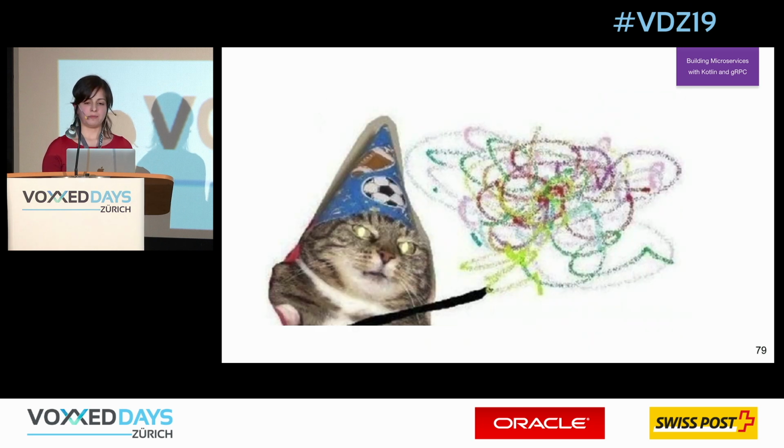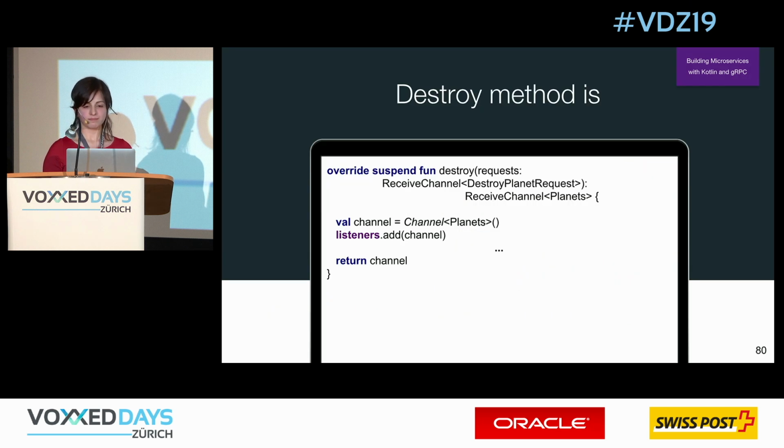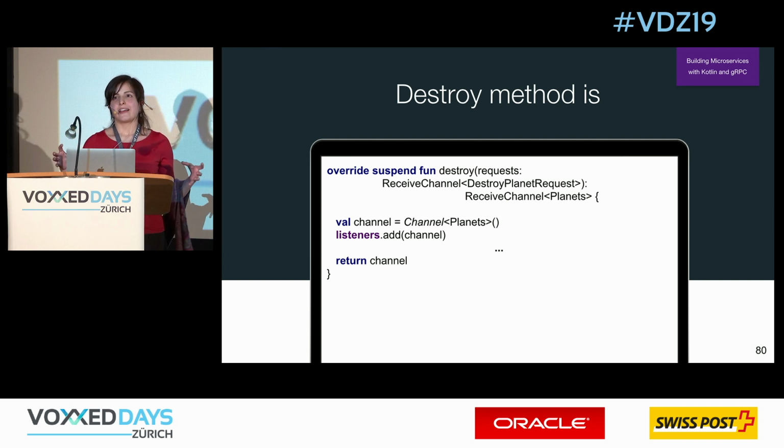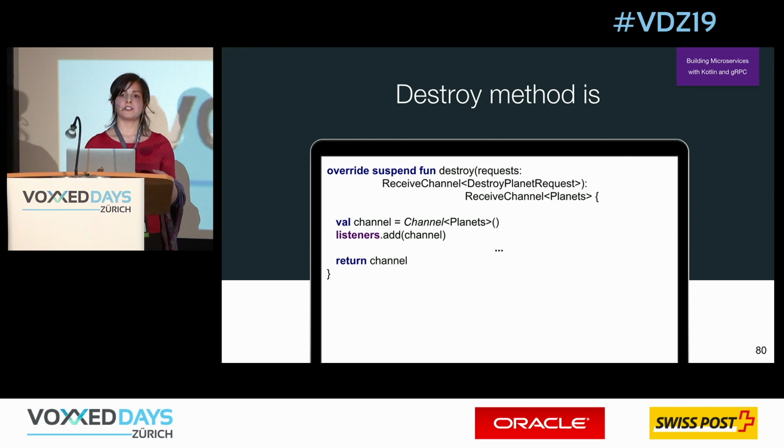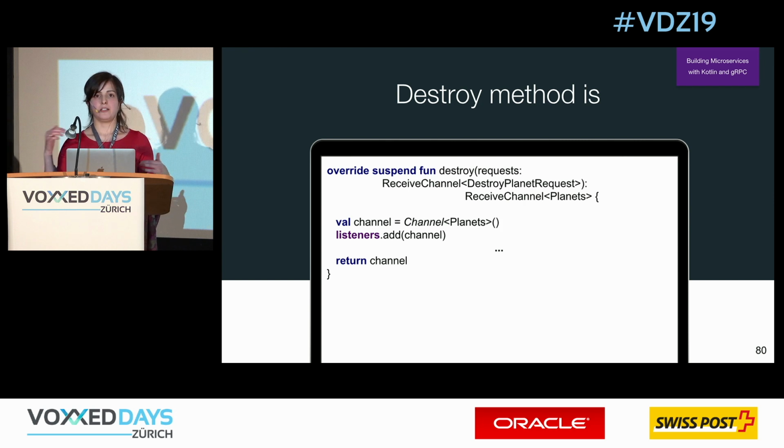So again, we have a little bit of magic called gRPC Kotlin. And what do we have? Now you see that we are not working with stream observers, we are working with channels. Channels are a structure from Kotlin coroutines. You can think of it like a list or a stream, but when you are taking an element from it, you are suspended unless an element is there. So it's like a channel of communication between different coroutines.